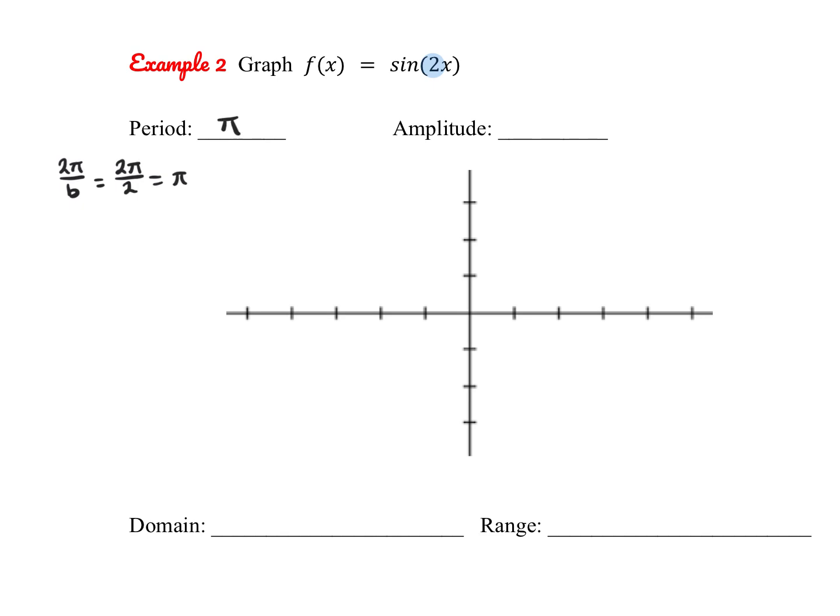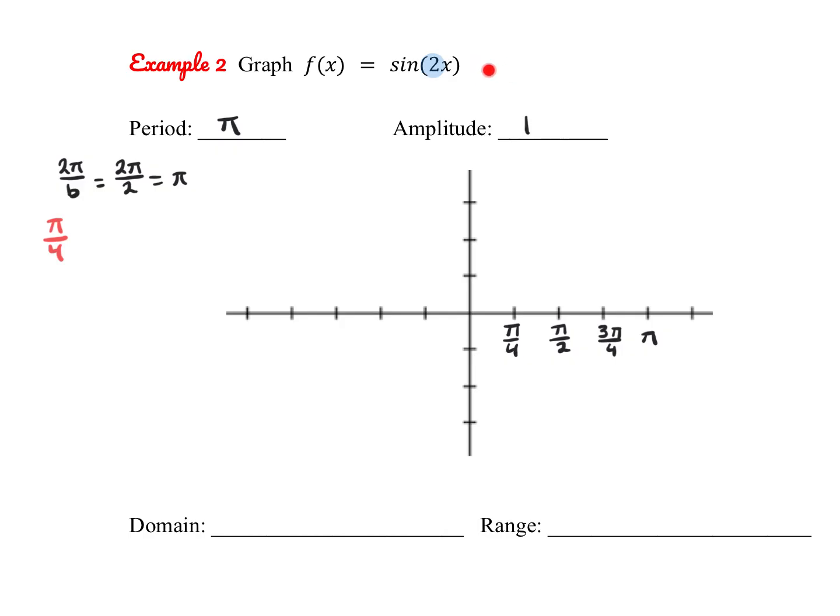So to scale my x-axis, I want to take the period and split it into 4 parts. So I'm going to scale my x-axis by pi over 4. So this would be pi over 4, pi over 2, 3 pi over 4, and then pi. And that's one full period. My amplitude is the number out front, which in this case is a 1.